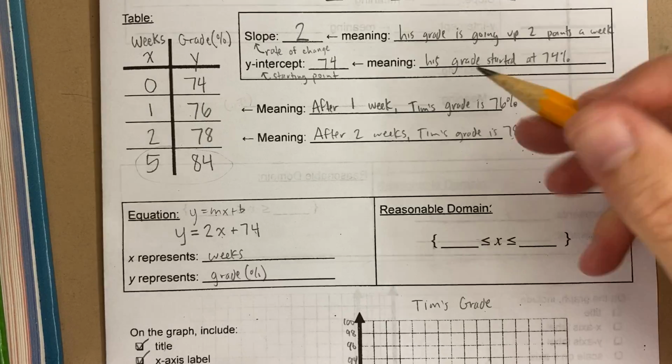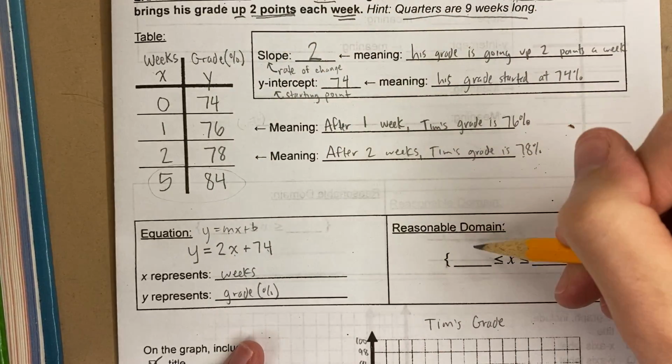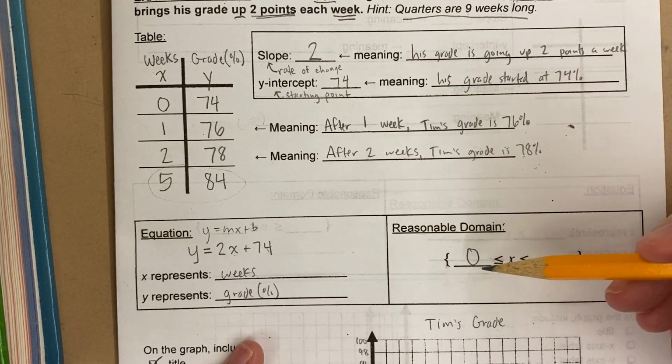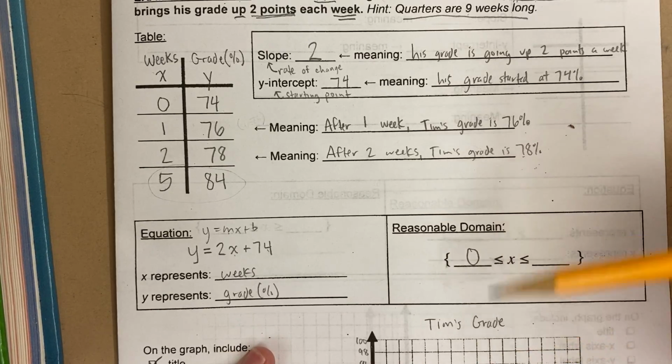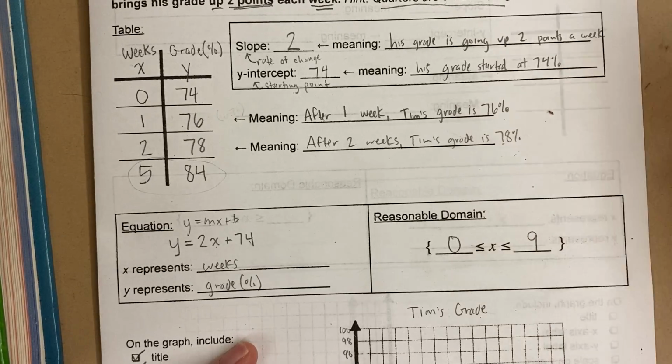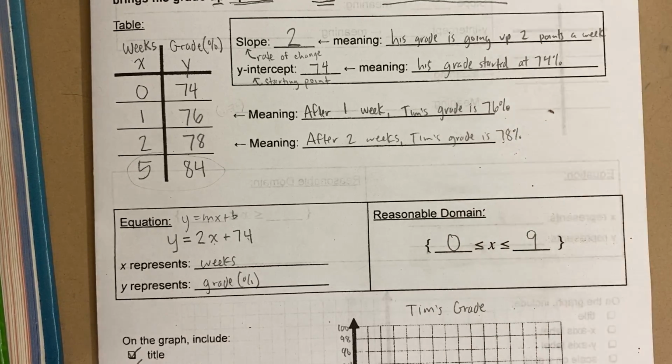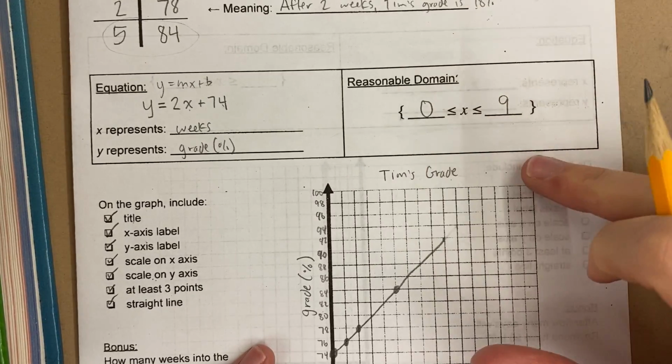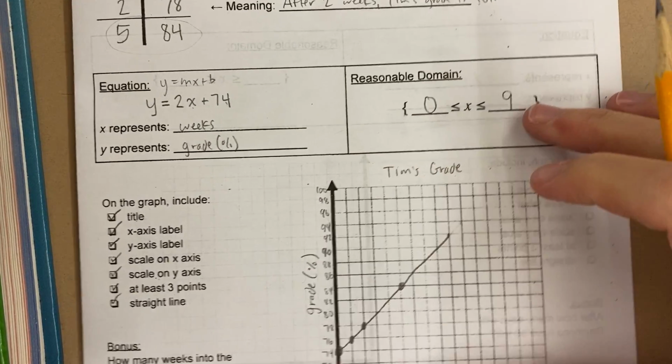What reasonable x values are there? Well, remember, x values are weeks. So we started at 0 weeks, right, and we couldn't say oh, well, what about -3 weeks, right? That doesn't happen. So we started at 0 weeks, and then it ends at 9 weeks, because at 9 weeks, it's no longer relevant. The grade can't keep going up. So here, my reasonable domain is from 0 to 9.